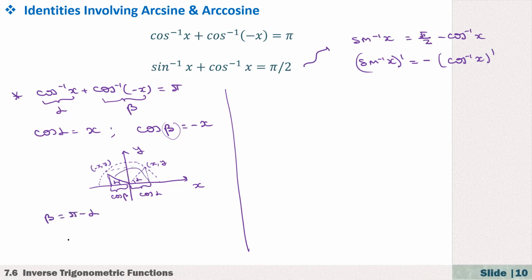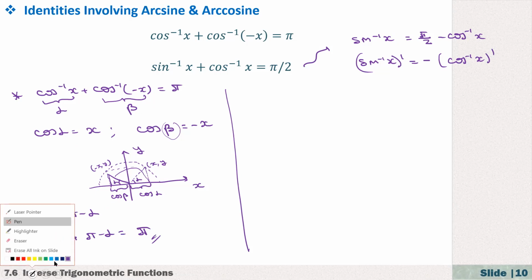So if you substitute there, it is alpha plus beta. What is beta? It is pi minus alpha. So the sum is always equal to pi. That's why cosine inverse of x plus cosine inverse of minus x is always pi. And how about the second part?